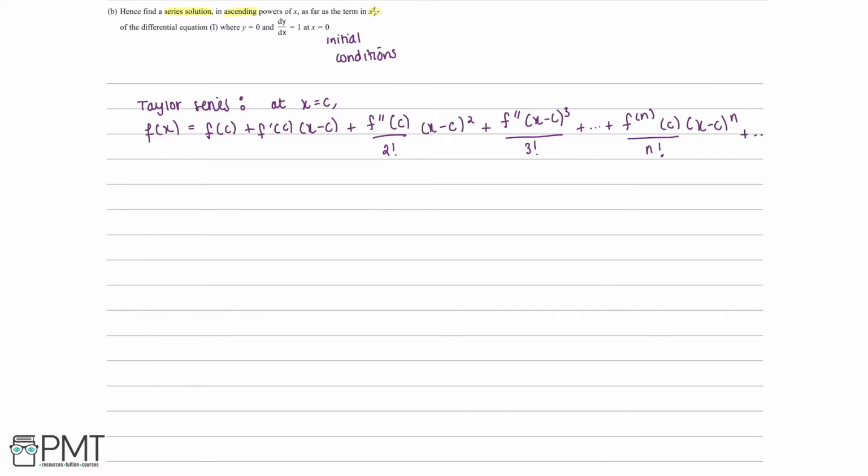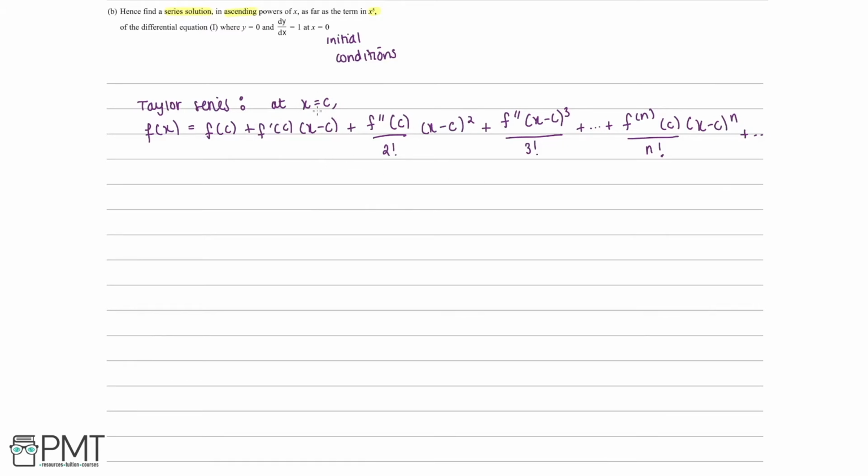Now, we only want the terms up to x to the power of 5. So what we want to do is find up to the fifth derivative, which we have found in part A. Now, if we look at our formula, this formula relies on the fact that we know what f of x is and the derivatives of f of x, and we also want to know what c is.